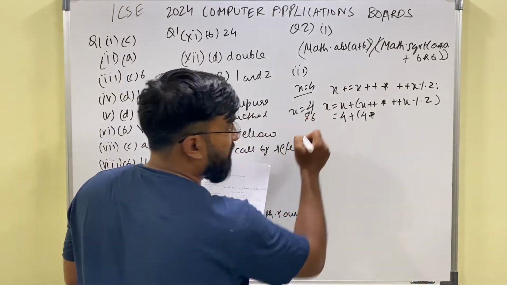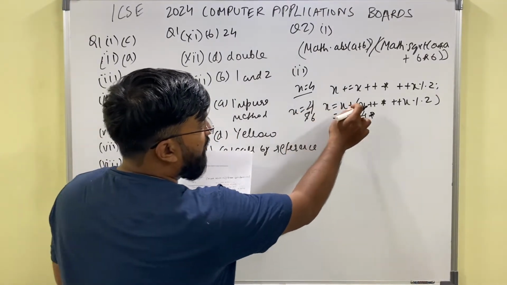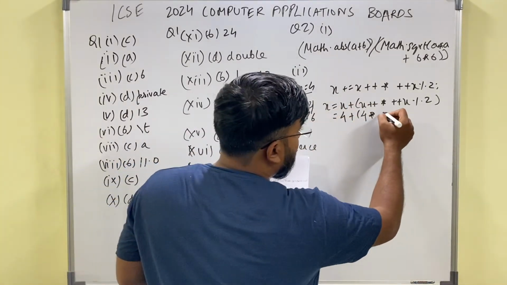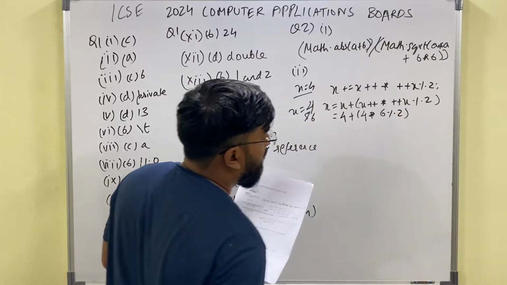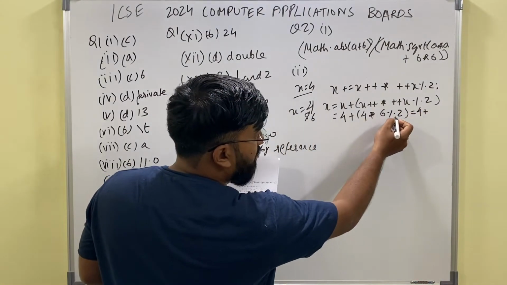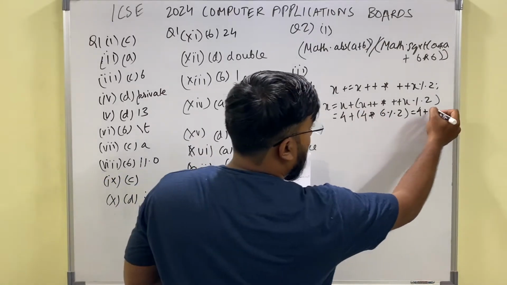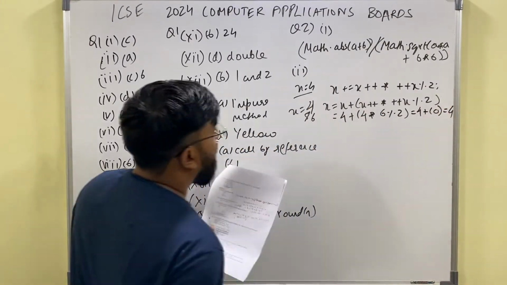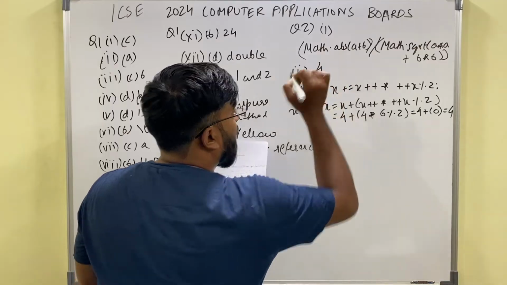So x becomes 6. From 4 it became 5 here, and from 5 it becomes 6 here. 6 percent 2. So you calculate this: you get 4 plus 4 into 6 percent 2, which is 0. 4 into 0, so you get 4. So the answer to part 2 is going to be 4.